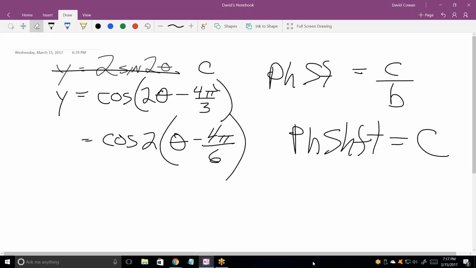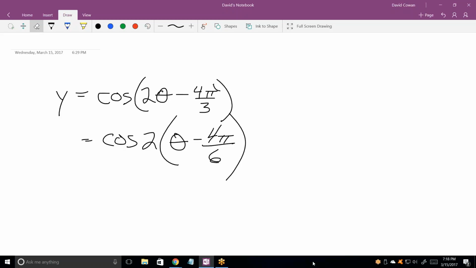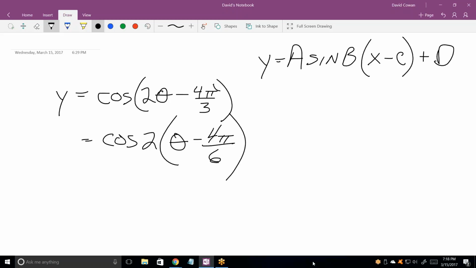Believe it or not, the schools teach 3 different general formats. They are y equals a sine of b, outside the parentheses, times x minus c, plus d. That's the most common one, and that's the one I like the most, because that's the amplitude, that you can figure the period out, that is the phase shift, and that's the vertical shift.